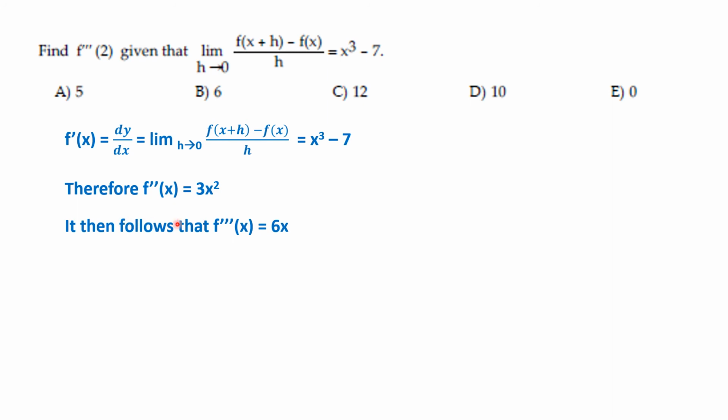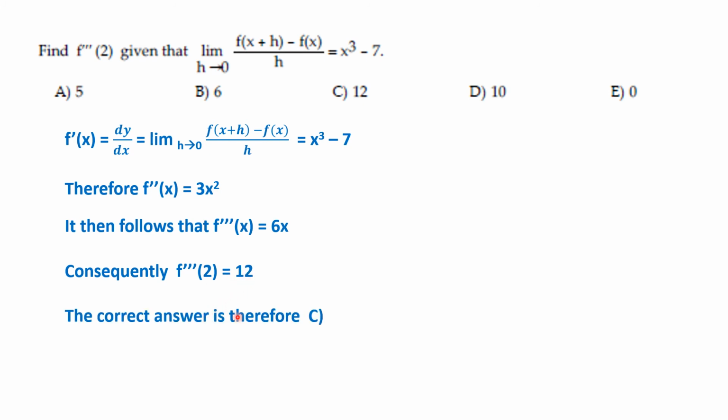So f triple prime of x is equal to 6x. That's just the derivative of the right hand side. Now all we have to do is substitute 2 instead of x. If we put 2 in the parameter of f triple prime, then it will be 2 multiplied by 6 here. So the result will be f triple prime of 2 equal to 12. If that is the case, then the correct answer is C.